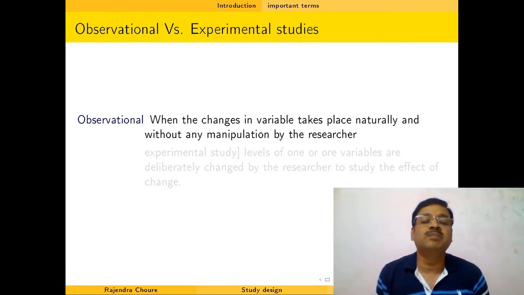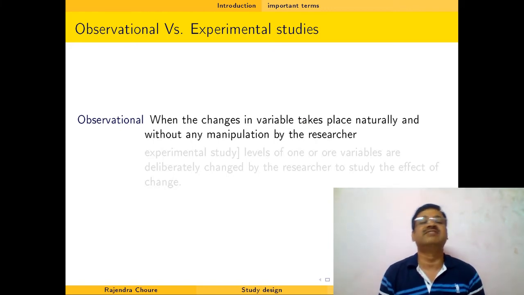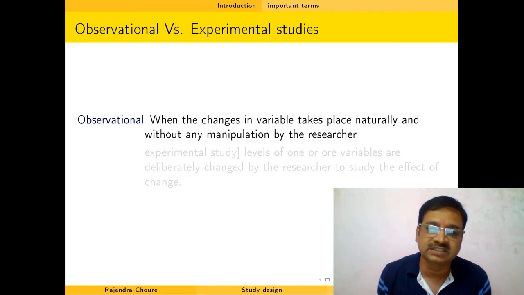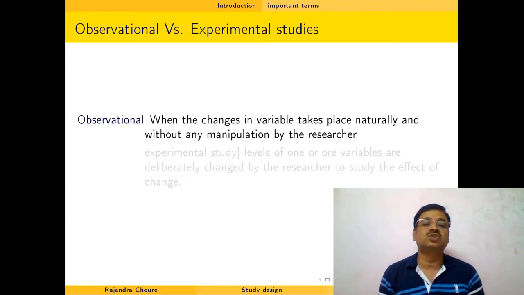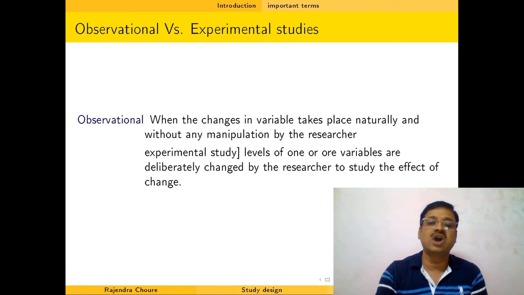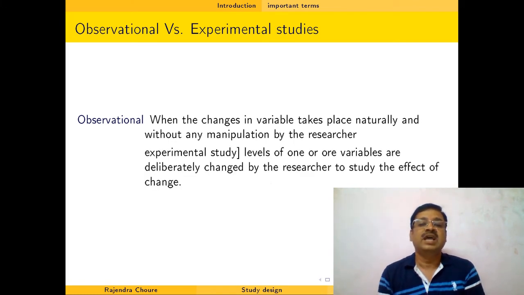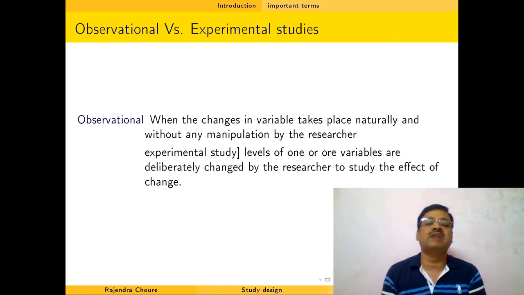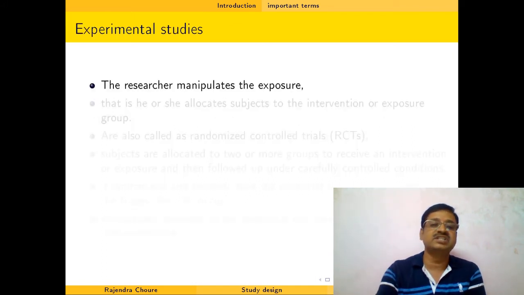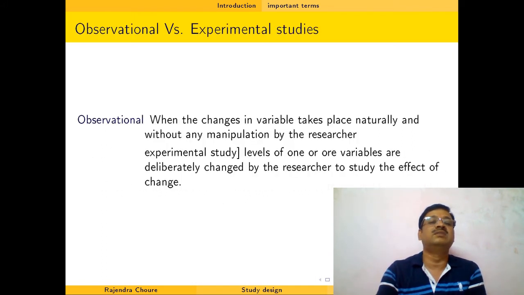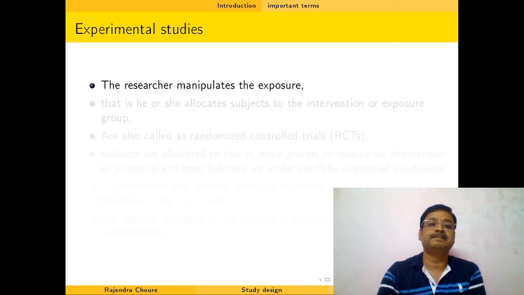Then another important term we need to understand is the difference between observational and experimental studies. Observational studies are those in which changes in variables take place naturally, without any manipulation by the researcher. The researcher is not actively engaged. In an experimental study, levels of one or more variables are deliberately changed by the researcher to study the effect of the change. Then that will be the experimental study.